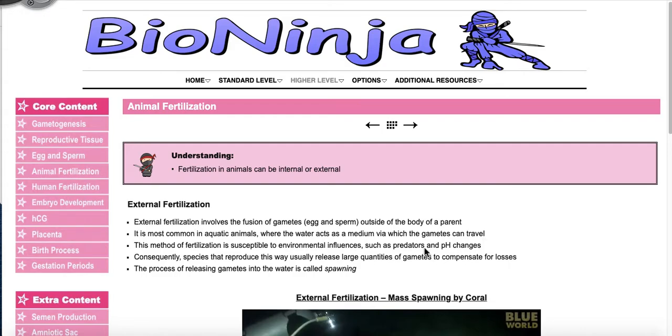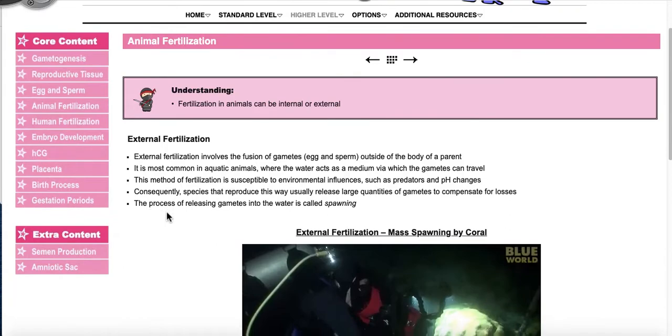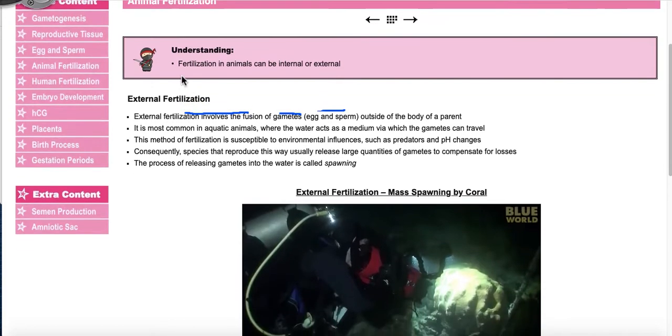Hello students! Alright, today we continue with 11.4 and we're going to be looking at both animal fertilization and human fertilization. So the essential understanding is pretty vague, and this is something that you've probably been studying since earlier years. And it's that fertilization in animals can be internal or external. So we know the difference, right?